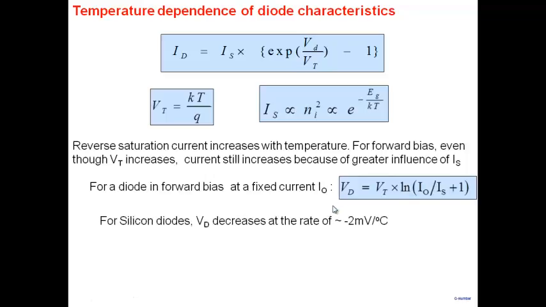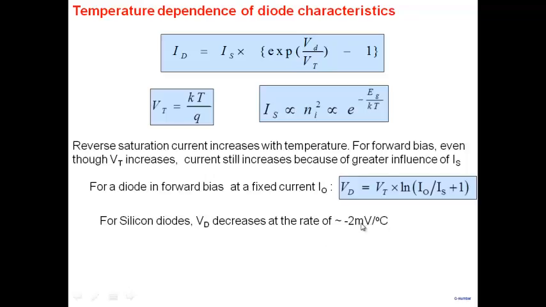Okay. So a rough rule of thumb is that for silicon diodes, Vd decreases at the rate of, these things do vary from diode to diode depending on also the current at which the diode is biased, a rough rule of thumb is around -2 millivolt per degree Celsius. For every 1 degree increase in temperature, the diode voltage is going to fall by 2 millivolt, if you bias it at a fixed current. So we are assuming current is fixed, and then we are asking what is the rate at which the diode voltage falls. And it falls at this particular rate.